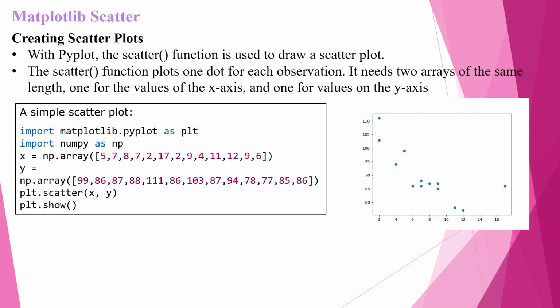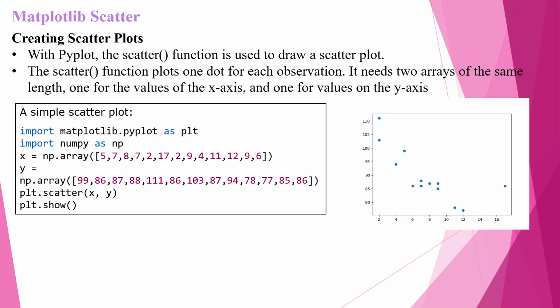Creating scatter plots. This code demonstrates how to create a simple scatter plot using matplotlib. First, the required libraries are imported and the x and y values are defined using NumPy arrays. The plt.scatter function is then used to plot individual data points where each pair of x and y values represents a point on the graph.